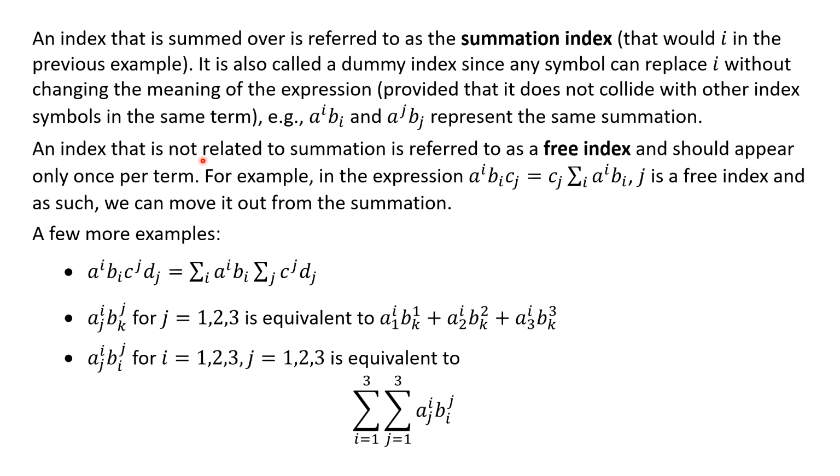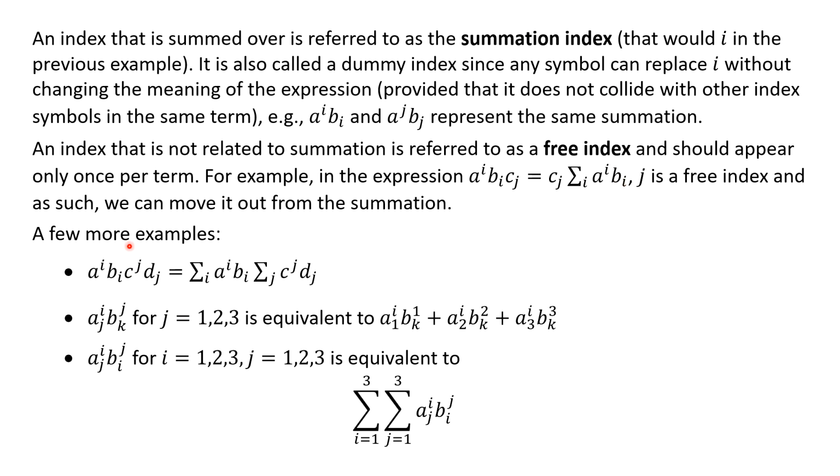An index that is not related to the summation is referred to as a free index. It should appear only once per term. So we have an example here. We have our A^i B_i, and then we have a C^j. And since j doesn't involve this index here, we can write it like this. We just pull out the C^j, and then we have what we had before concerning the summation over A^i B_i.